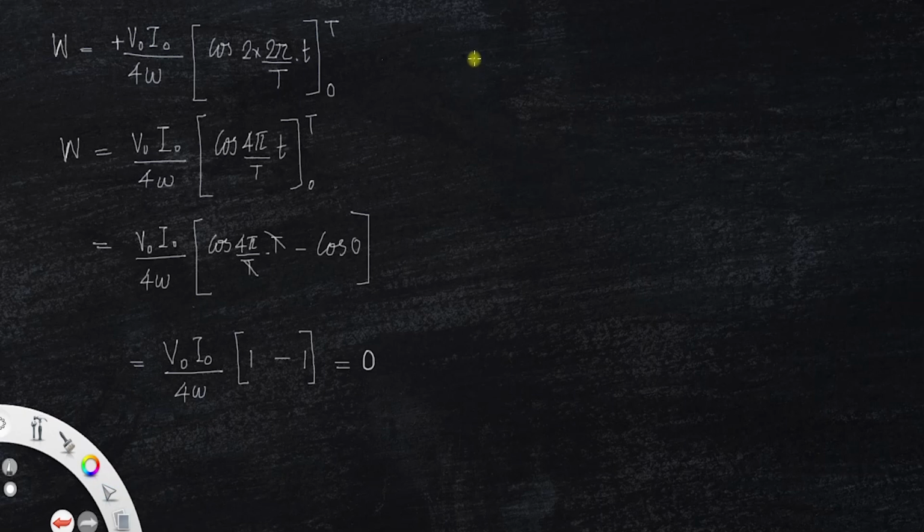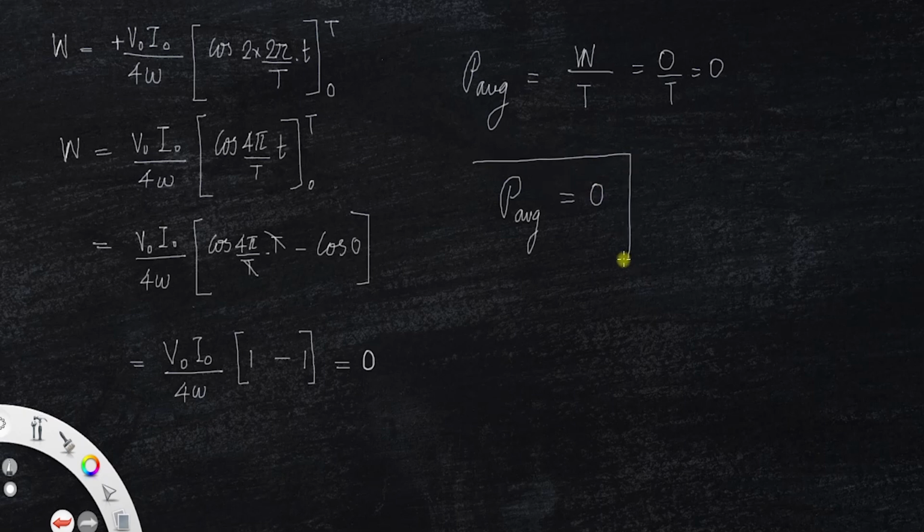Now we have the average power. P average is equal to total work divided by total time. Total time is the time period. So that will be 0 by T, which is equal to 0. So the average power in a purely inductive circuit is actually 0.